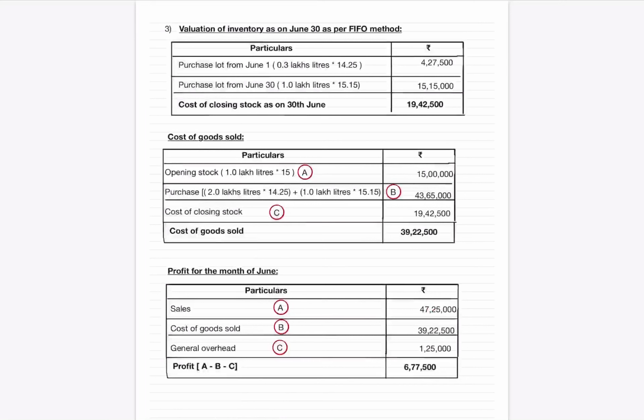So, the third question is as follows. BP is a leading distributor of petrol. A detailed inventory of petrol in hand is taken when the books are closed at the end of each month. At the end of the month, the following information is available. Sales 47 lakhs 25,000 rupees. General overhead cost 1 lakh 25,000 rupees. In the inventory at the beginning, 1 lakh liters at 15 rupees per liter.